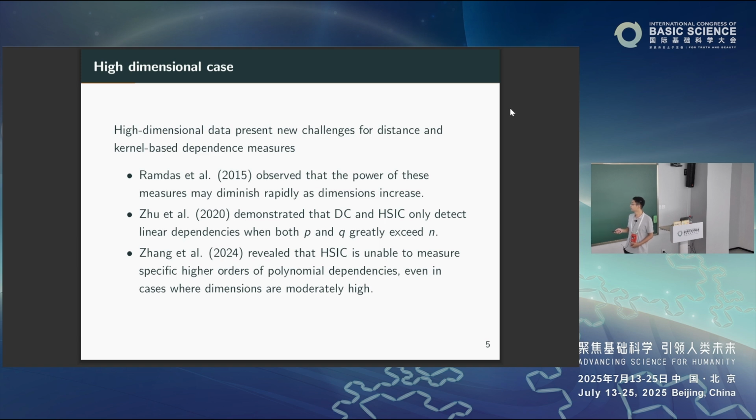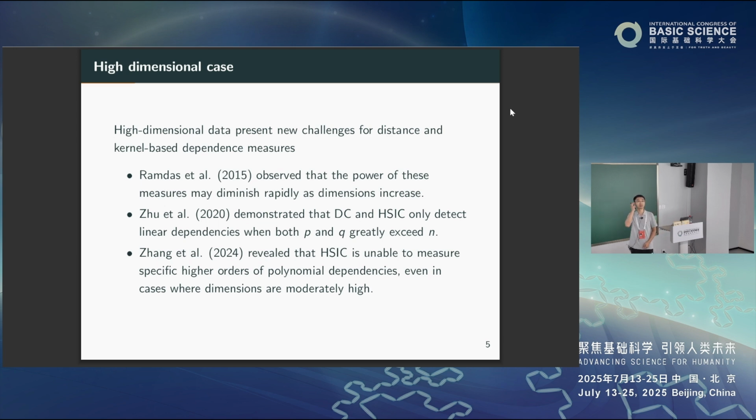So this result generalized the result in 2020. This result shows that when the dimension is fixed, we can capture arbitrary nonlinear dependence. When the dimension is very, very high, we can capture only linear dependence. So if the dimension is between fixed and very, very high, how does the ability of the HSIC degenerate from measuring arbitrary nonlinear dependence to only measuring linear dependence? The degeneration is through a certain kind of polynomial orders.